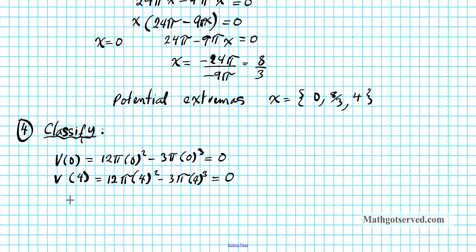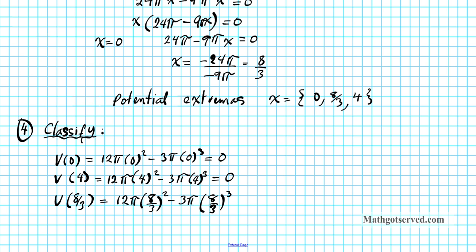Okay, now let's plug in this one, V of 8 over 3. V of 8 over 3, we're going to have 12 pi times 8 over 3 squared minus 3 pi times 8 over 3 to the third.